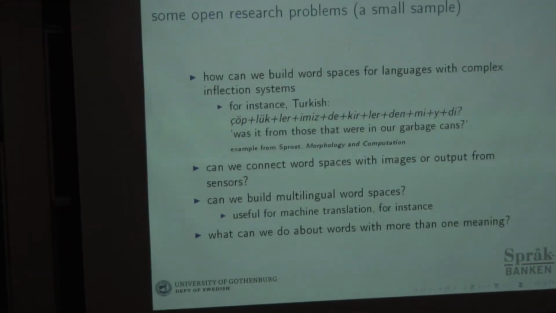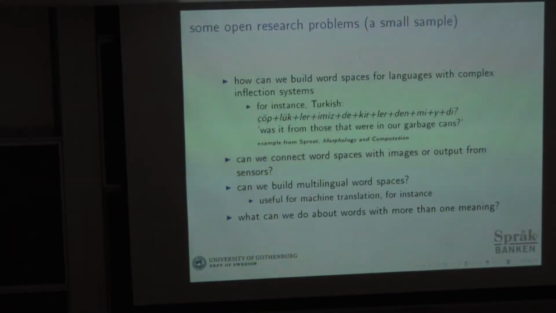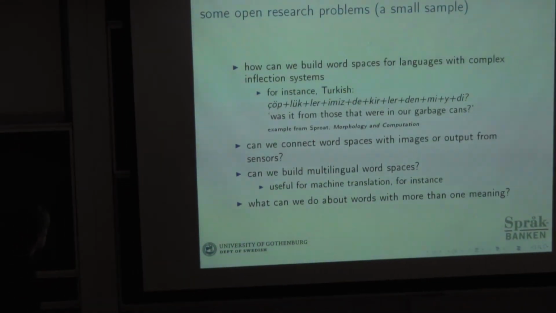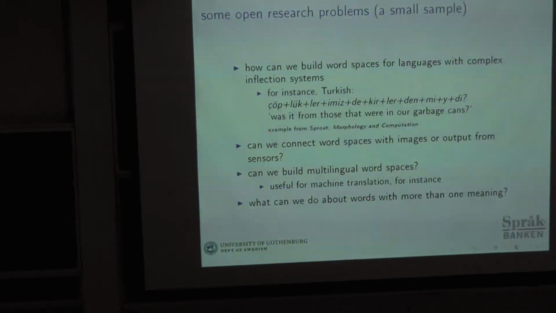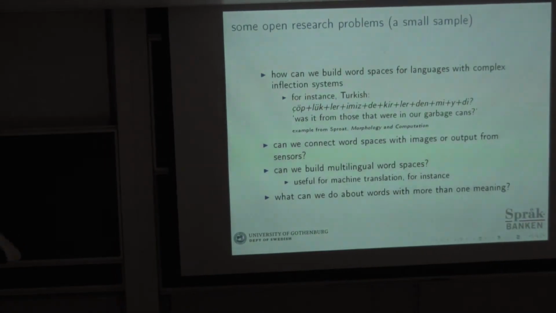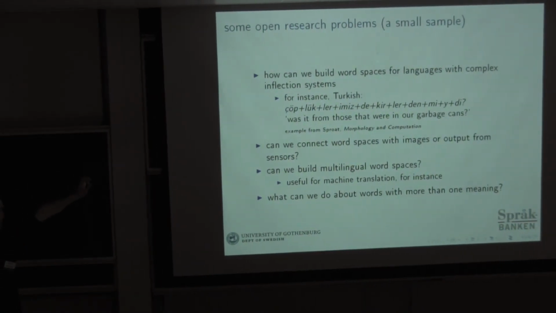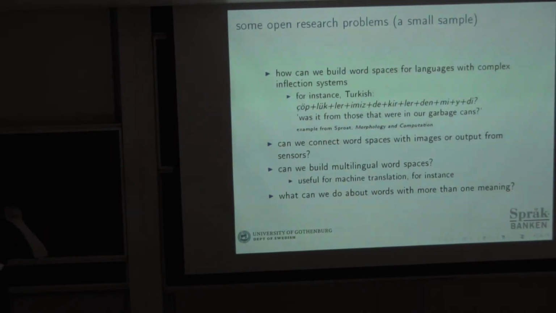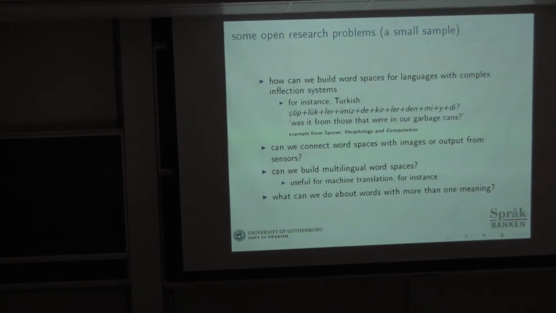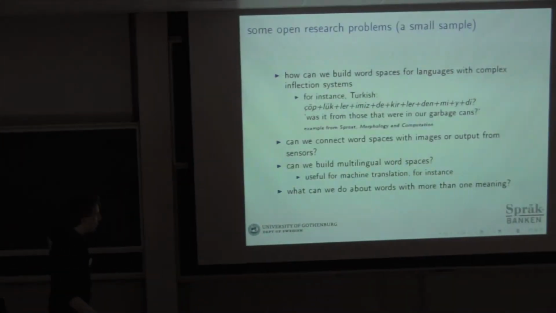There is some research on how to connect words and the images that are associated with them in text. Or we could even imagine that we try to interact with the world, for instance in a robot or something, that we have some sense of readings. Can we build word spaces so that the word dog in English has the same vector or a very similar vector to the Swedish word hund, which means dog in Swedish? And that would be useful in many multilingual applications, for instance, machine translation.